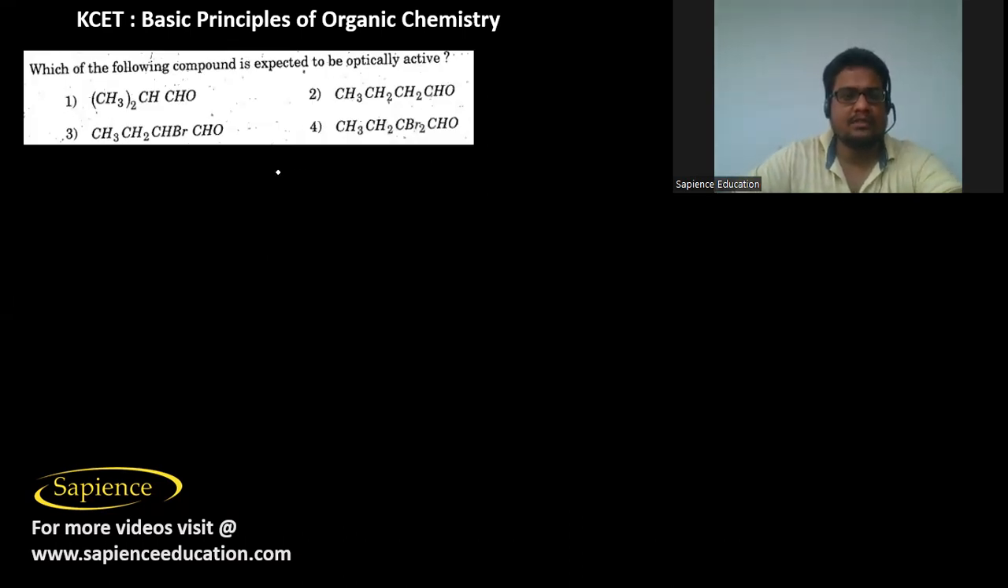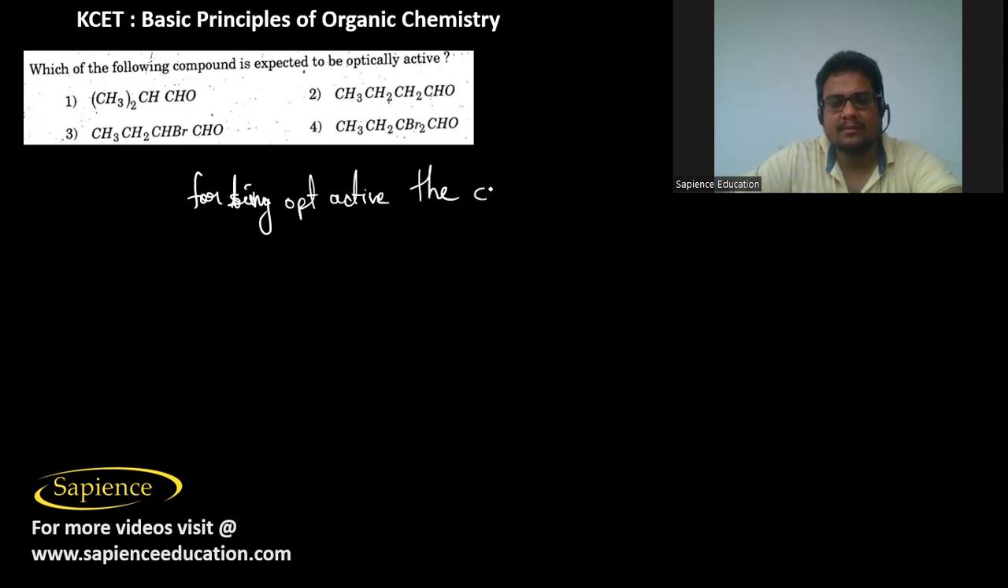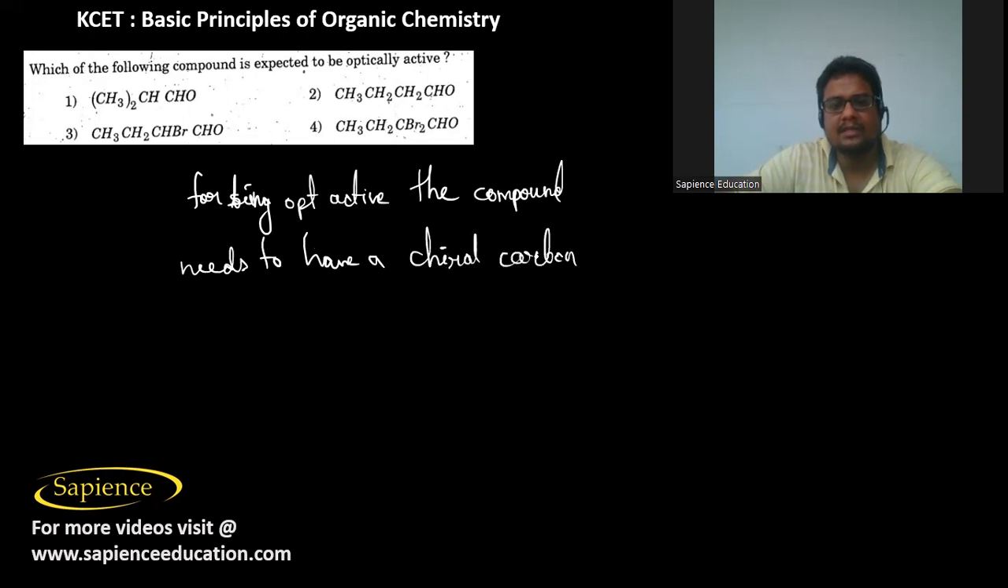Then, which of the following compounds is expected to be optically active? As we know, for being optically active, the compound needs to have a chiral carbon, or I can say a chiral center. A chiral center it should have.